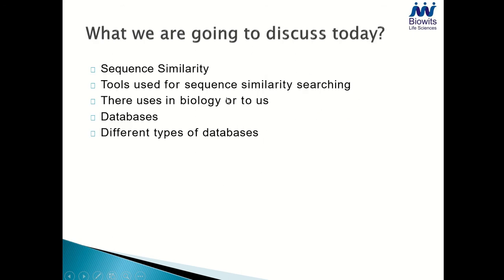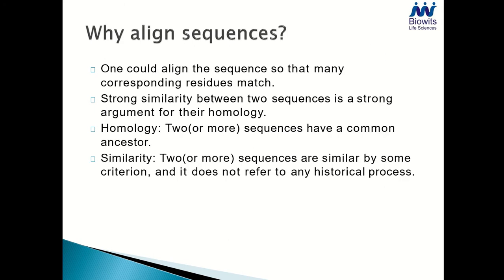Now, of course, we want to answer this question. What are we going to discuss today? Okay, number 1, sequence similarity. Number 2, tools used for sequence similarity searching and their uses in biology, or to us. Okay, and we will also talk about the databases and the different types of databases. Okay, so why align sequences? Why do we need to align the sequences? Okay, one could align the sequences so that many corresponding residues match.